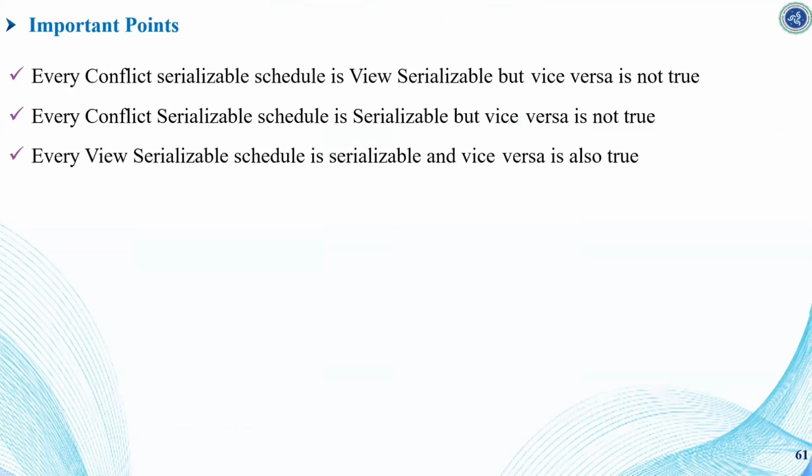അപ്പൊ അതുകൊണ്ട് we can say this S1 is view serializable. So what are the important points? So every conflict serializable schedule is view serializable, but it is not vice versa. Every conflict serializable schedule is serializable, but the vice versa is not true. And every view serializable is serializable and vice versa is also true. Serializable ആണെങ്കിൽ view serializable ആയിരിക്കും.